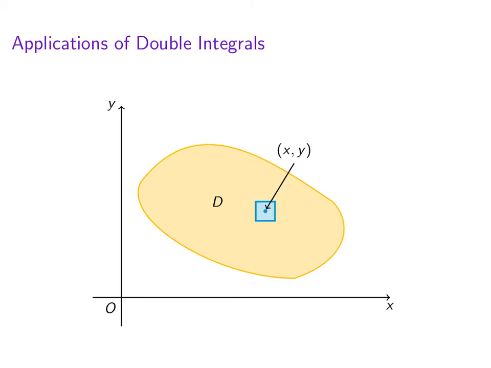So here's a picture of a lamina, and then there's some rectangle surrounding the point (x, y), and the mass density is defined by the mass divided by the area, and then taking a limit as the size of the rectangle approaches 0.